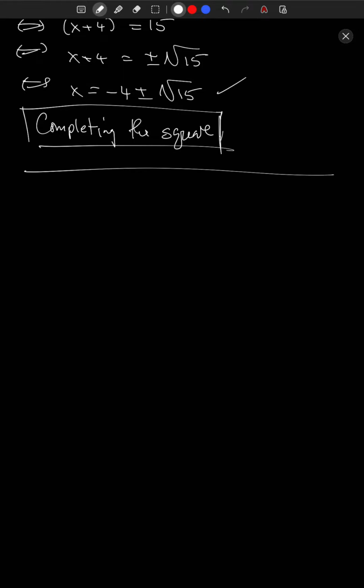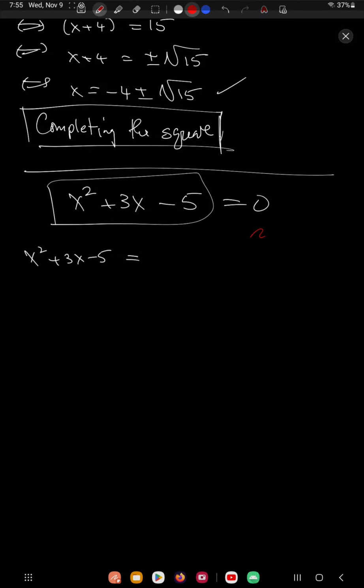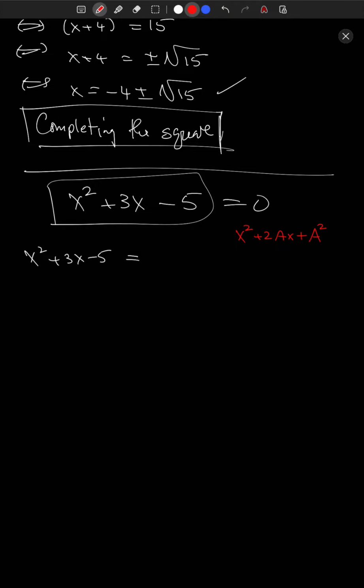All right, let's do x squared plus 3x minus 5 equals 0. Let's say we want to solve this, right? So again, I'm going to transform this guy here. X squared plus 3x minus 5 is equal to what? Well, let me write down the form that I want. I want x squared plus 2ax plus a squared, right? And I want that form because that's secretly equal to x plus a whole thing squared. And that's what I'm looking for.